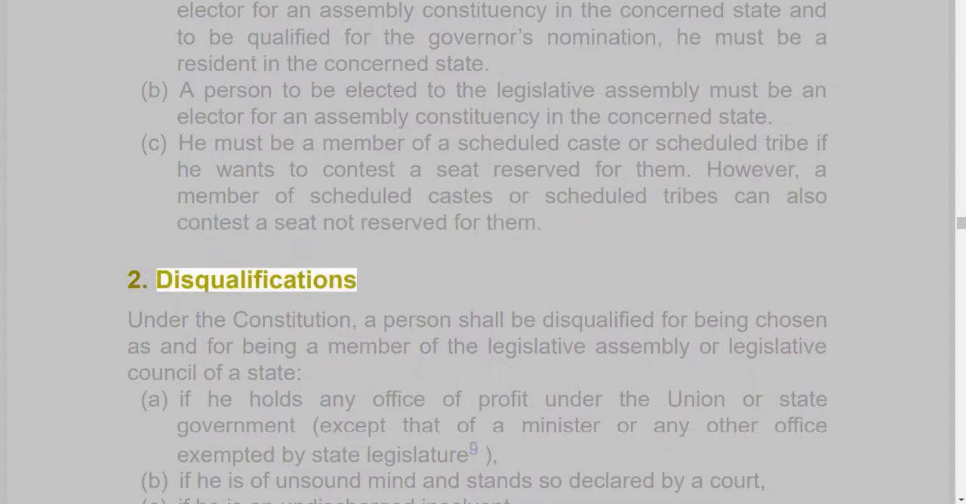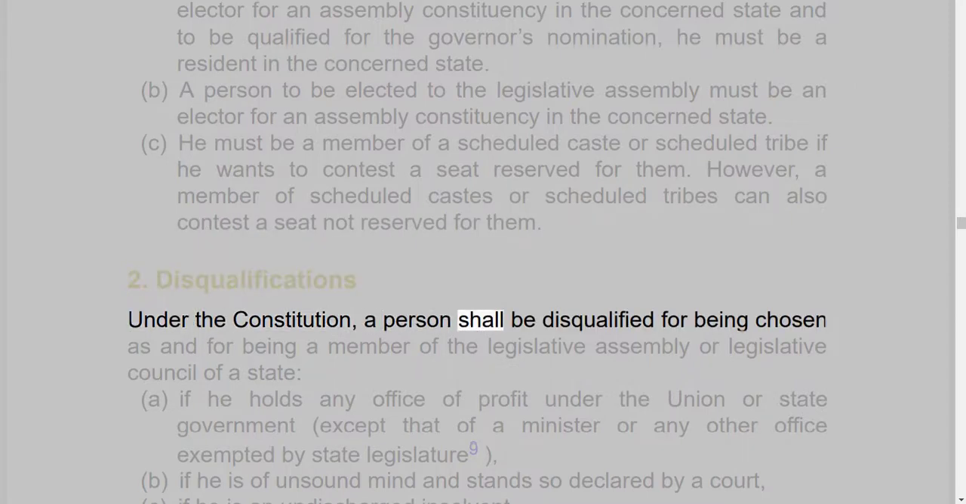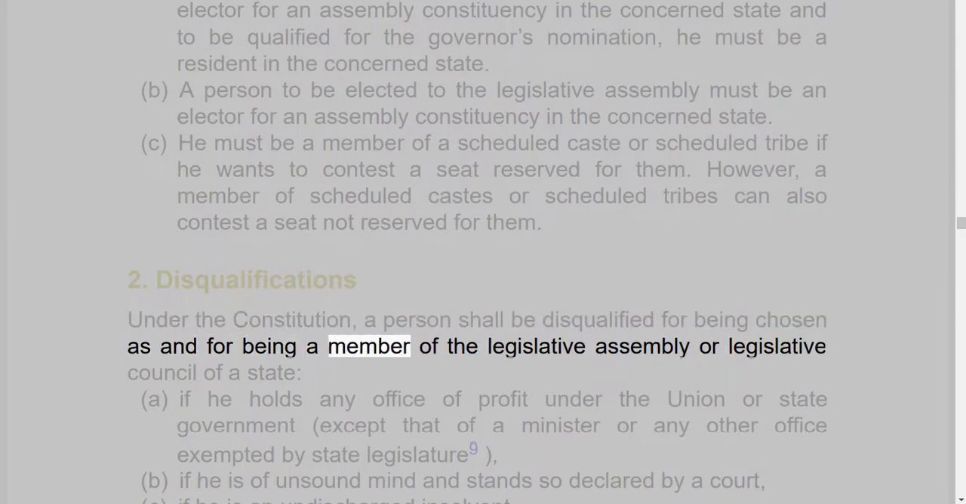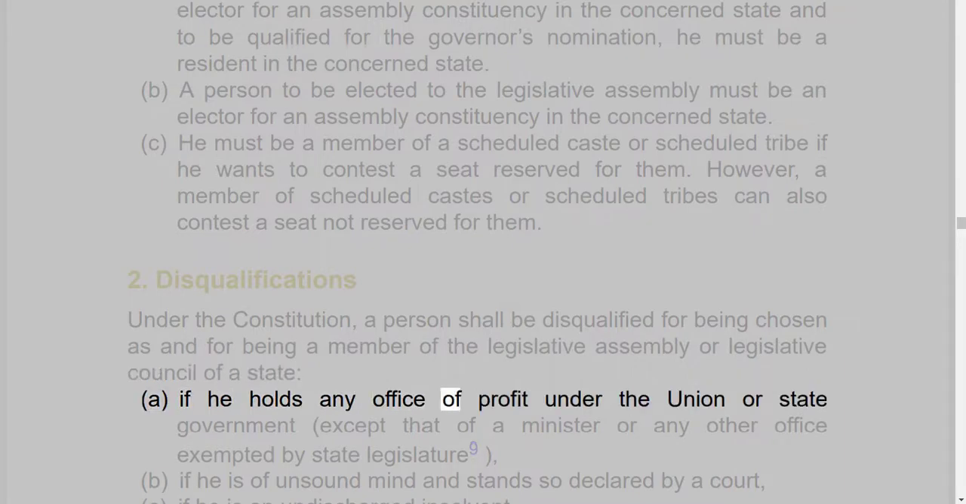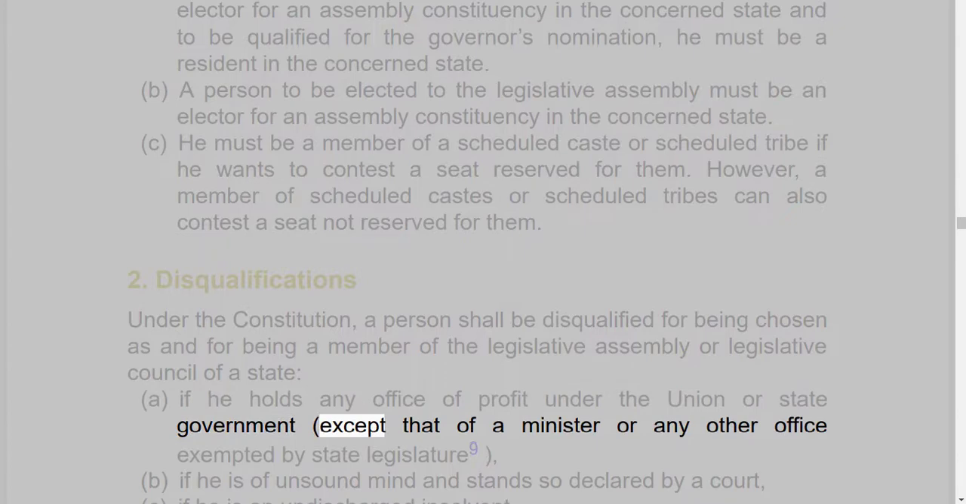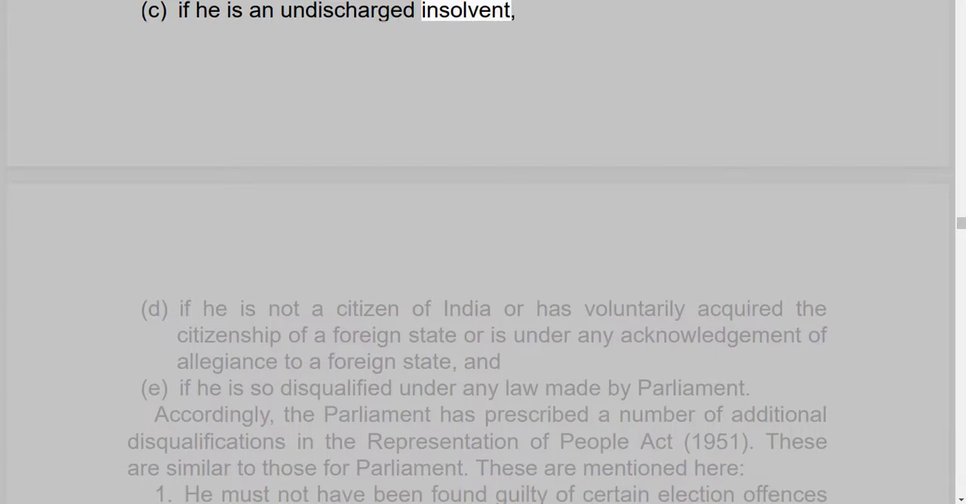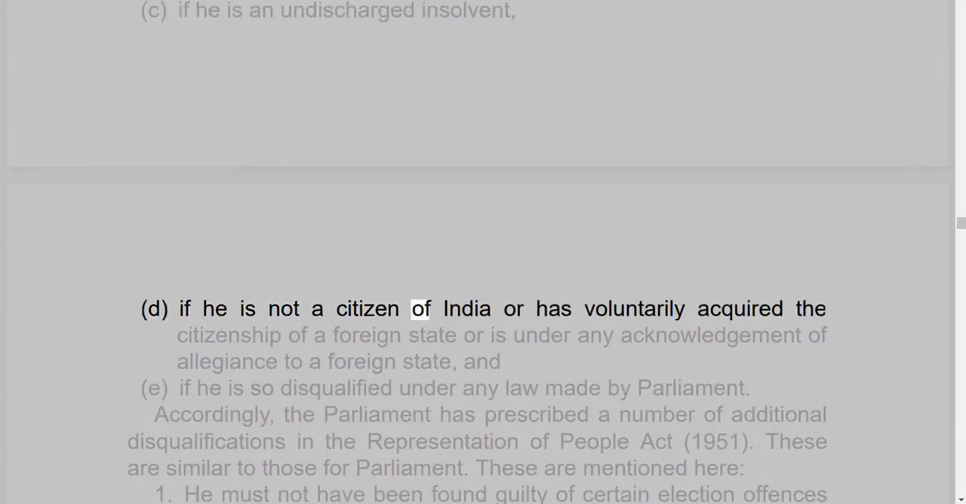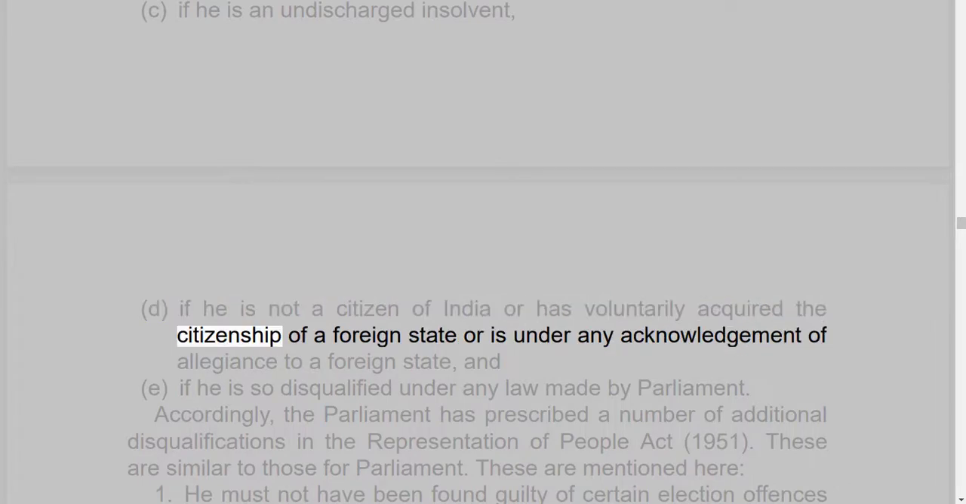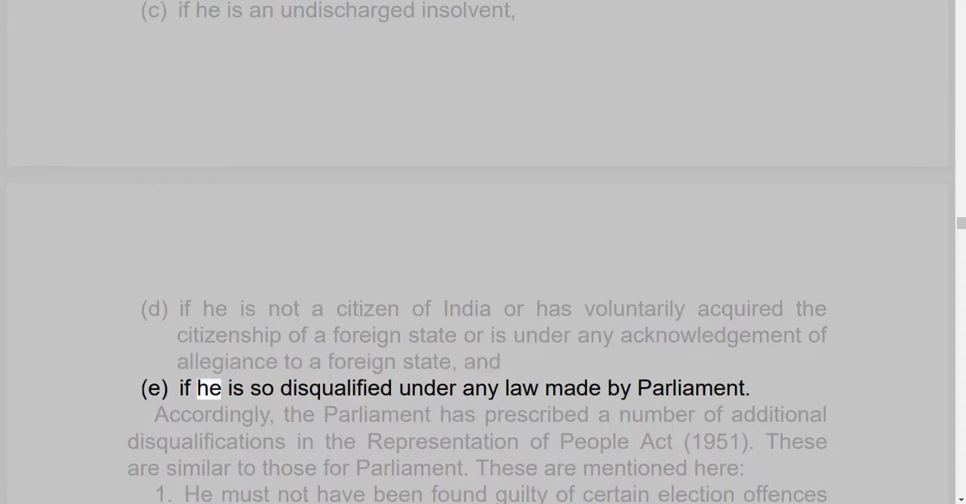2. Disqualifications. Under the Constitution, a person shall be disqualified for being chosen as and for being a member of the Legislative Assembly or Legislative Council of a state, A. If he holds any office of profit under the union or state government, except that of a minister or any other office exempted by State Legislature by law, B. If he is of unsound mind and stands so declared by a court, C. If he is an undischarged insolvent. D. If he is not a citizen of India, or has voluntarily acquired the citizenship of a foreign state, or is under any acknowledgement of allegiance to a foreign state, and E. If he is so disqualified under any law made by Parliament.